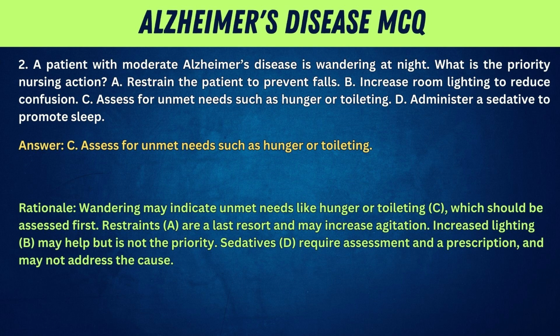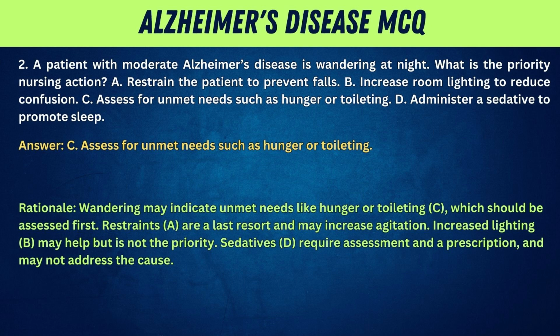2. A patient with moderate Alzheimer's disease is wandering at night. What is the priority nursing action? A. Restrain the patient to prevent falls. B. Increase room lighting to reduce confusion. C. Assess for unmet needs such as hunger or toileting. D. Administer a sedative to promote sleep.